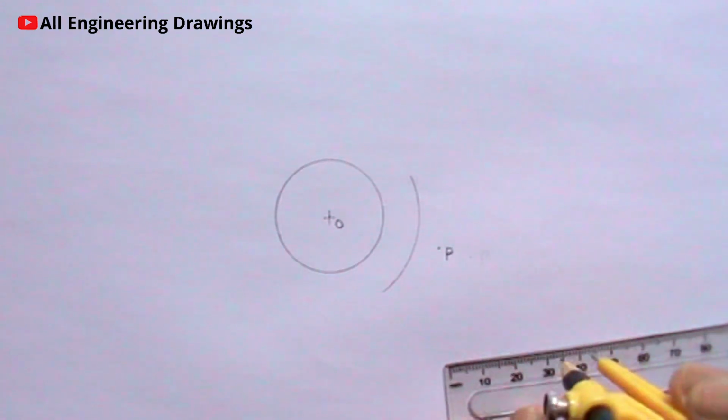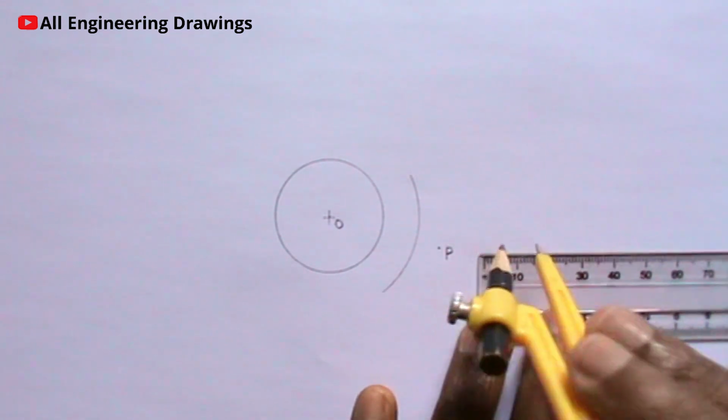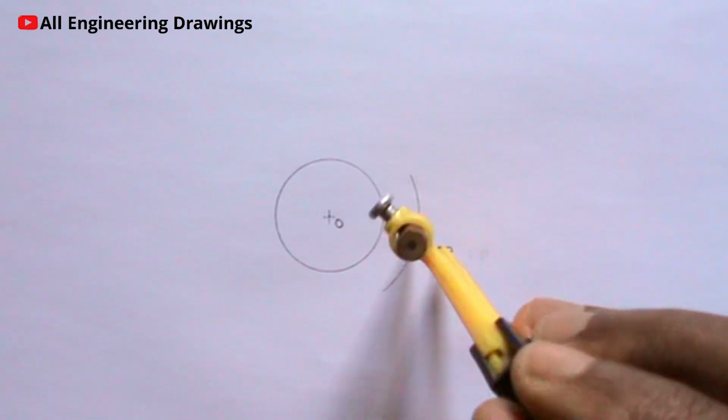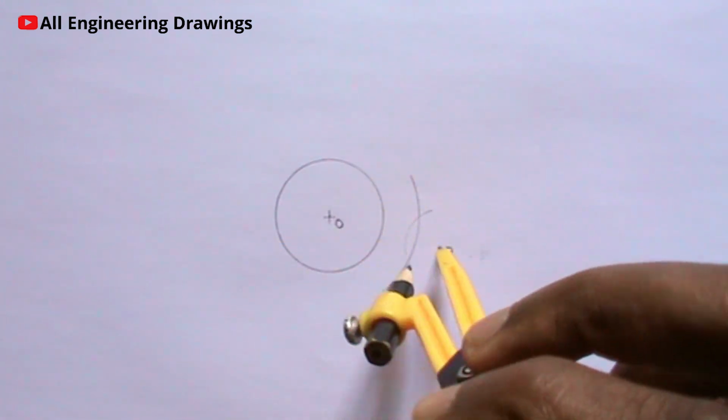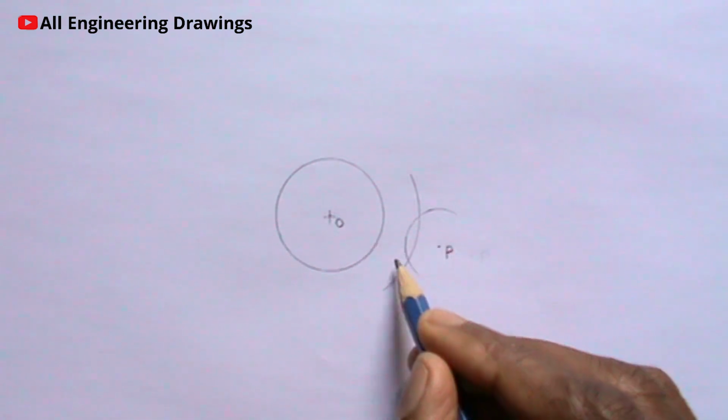Now extend your compass to the radius of the required circle. Then place your compass on point P. Cut an arc. Label this point.